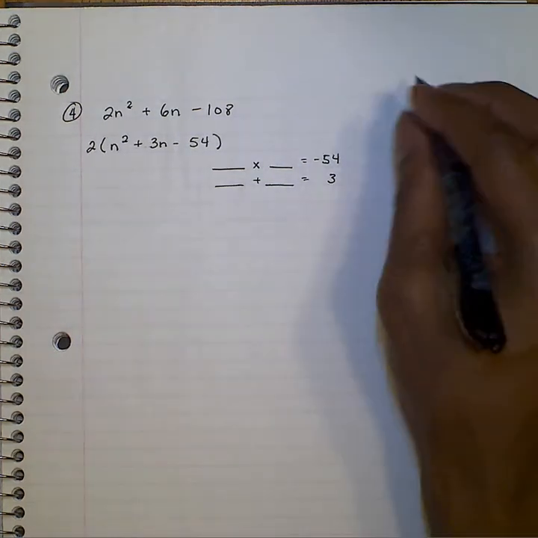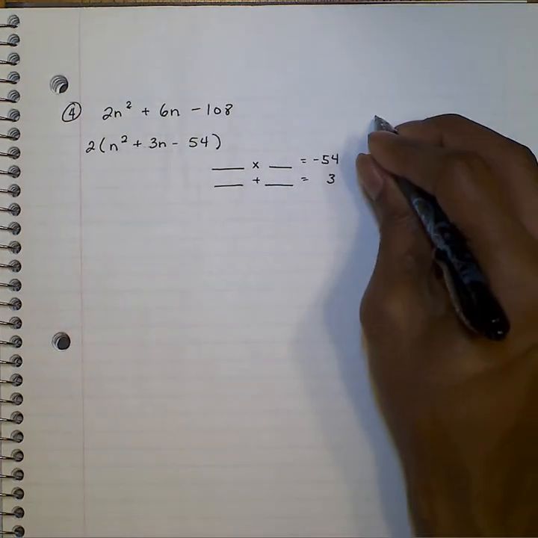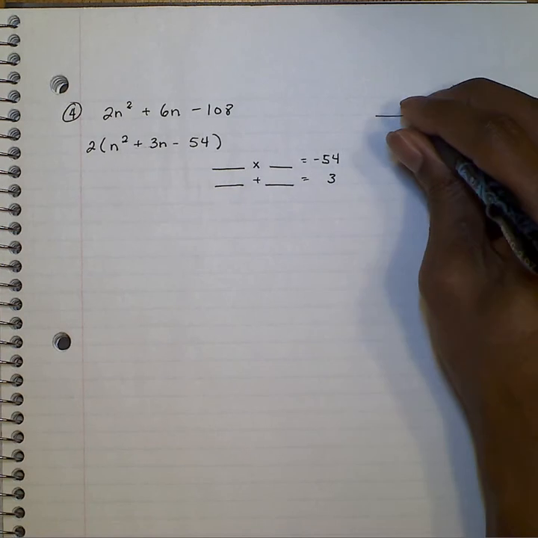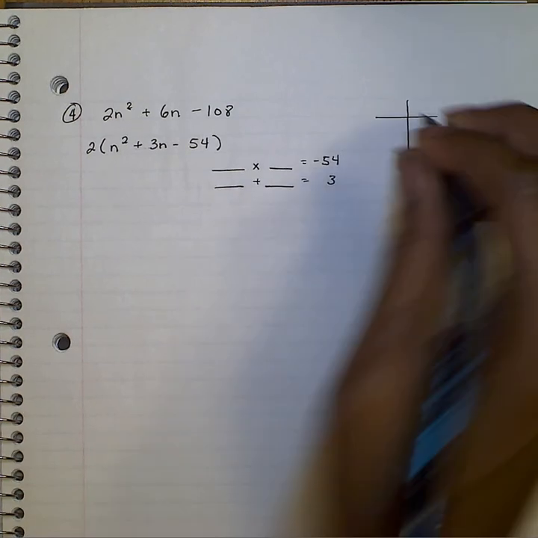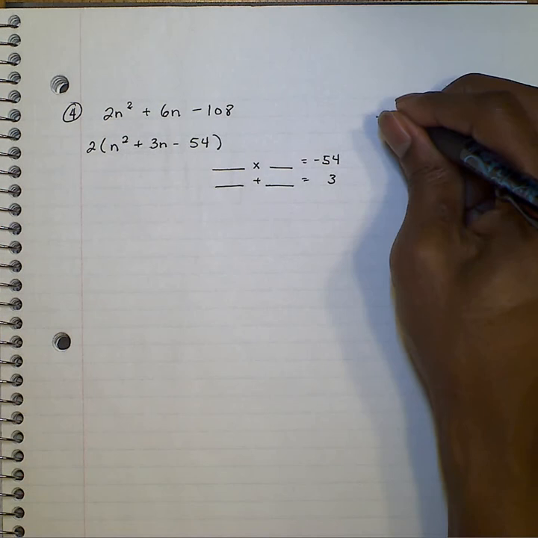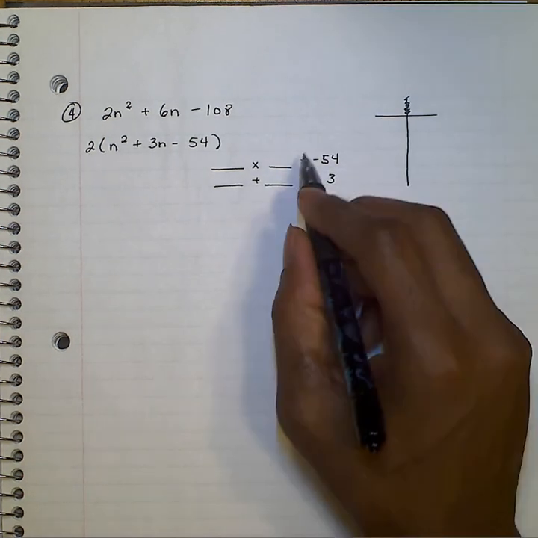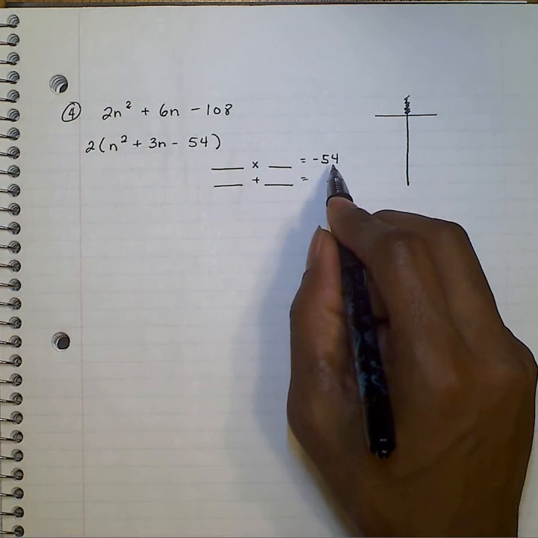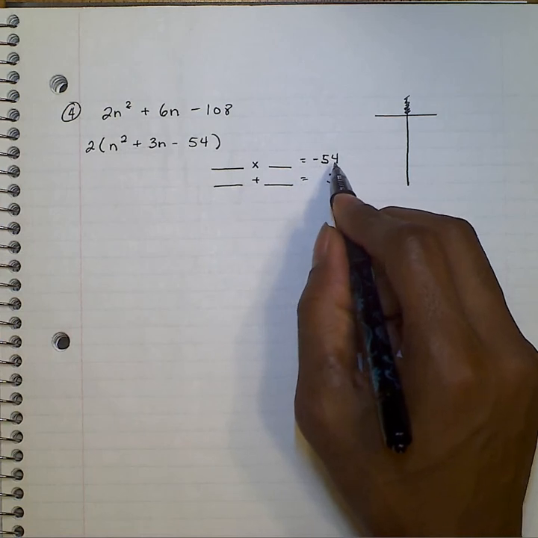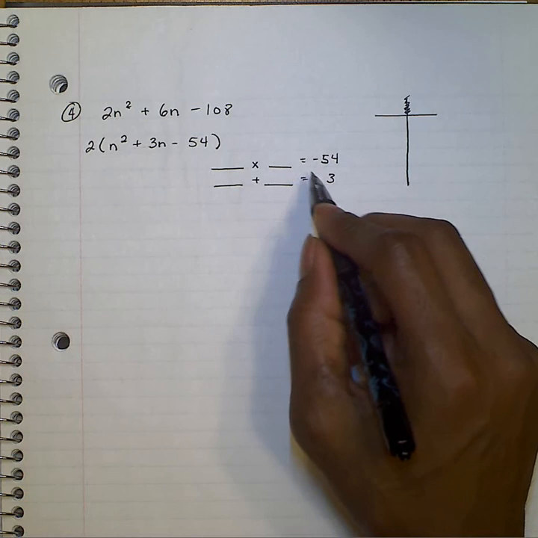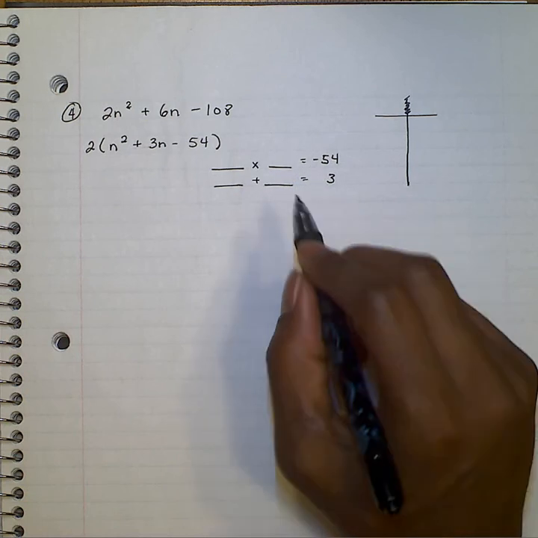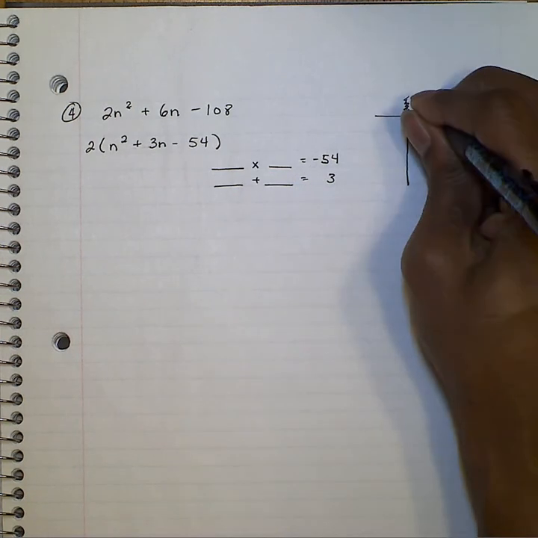Since this is the last one, this is a good time to talk about how you can find these numbers. I always start with trying to find the two numbers that multiply first, because there are fewer possibilities of whole numbers that multiply to give you a number than whole numbers that add to give you a number. So I want to find two numbers that multiply to give me negative 54.